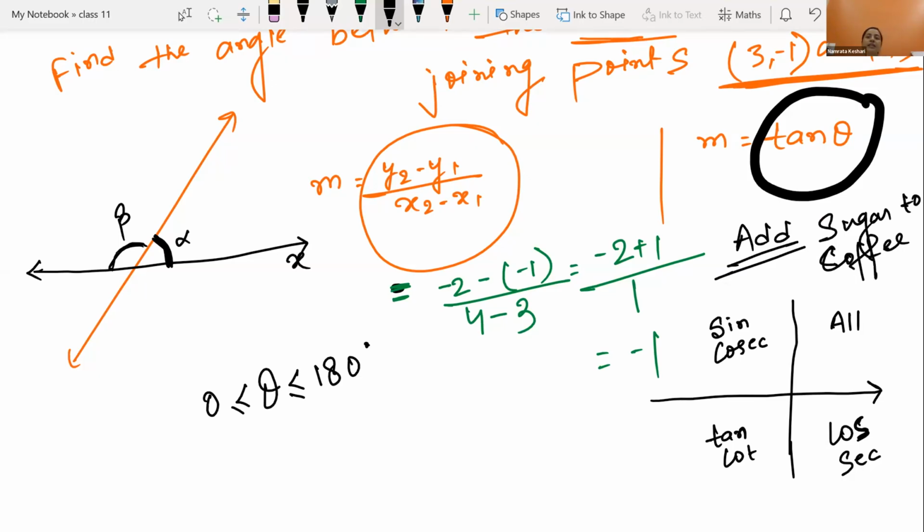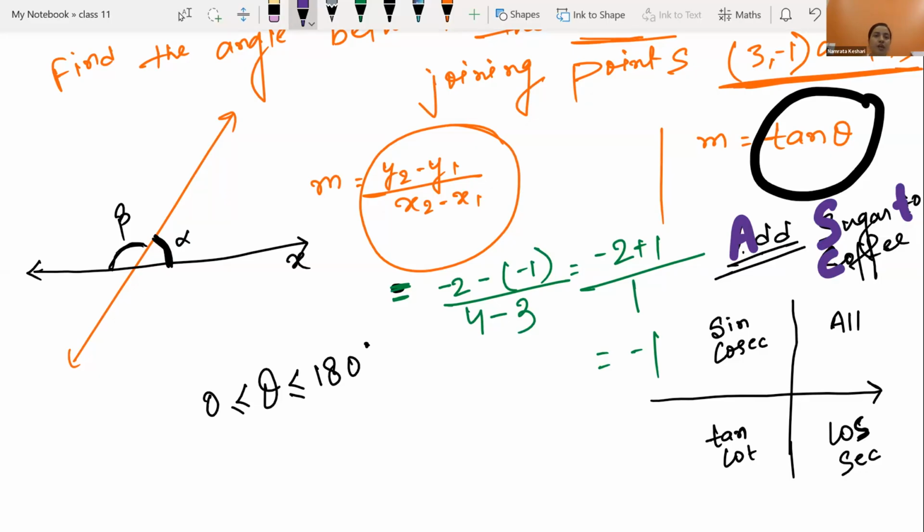We say that A means the first quadrant, all positive. This A is representing the first quadrant all positive, just to keep it in your mind so you can recall. So A means the first quadrant all positive, S means the second quadrant sine positive, T means the third quadrant tan positive, and C means the fourth quadrant cos positive. Clear?